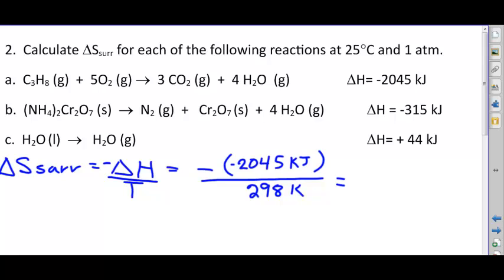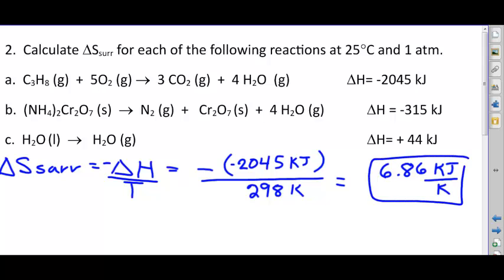Okay, so when we calculate delta S here, we'll have 2045 divided by 298, and that gives us 6.86. Our units for this are kilojoules per Kelvin. Okay? Go ahead and do B and C, please.